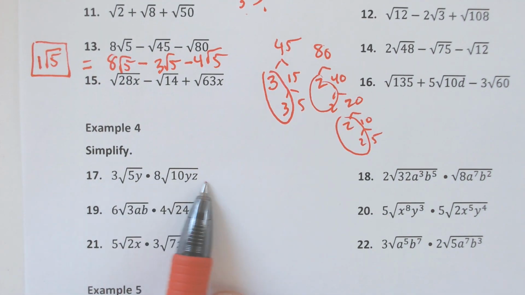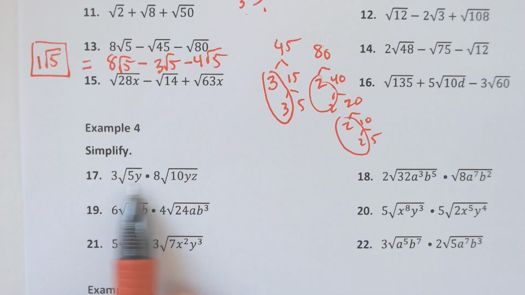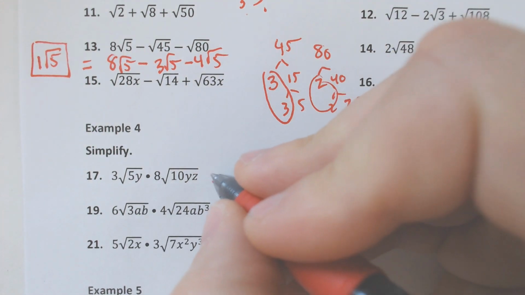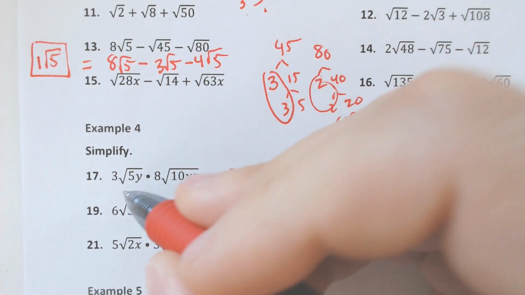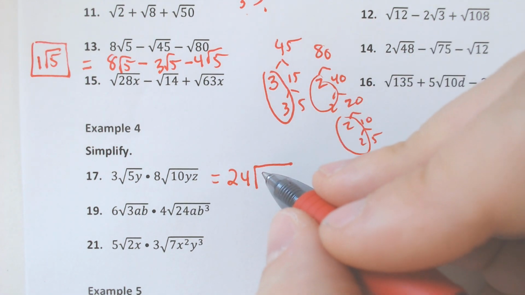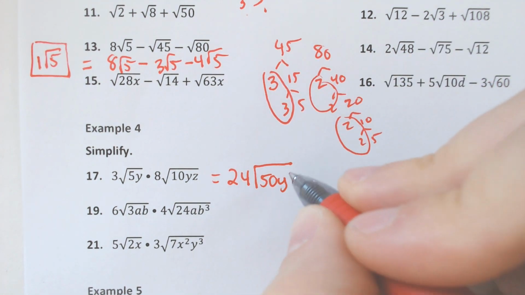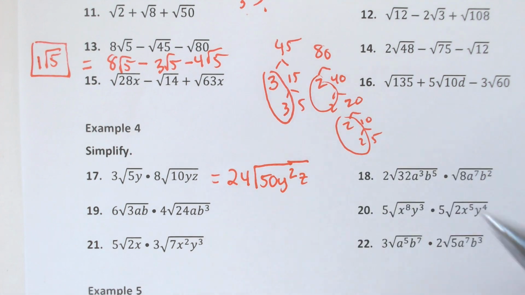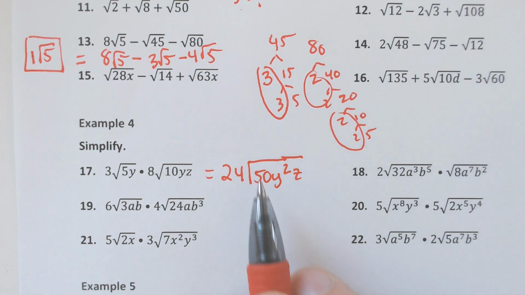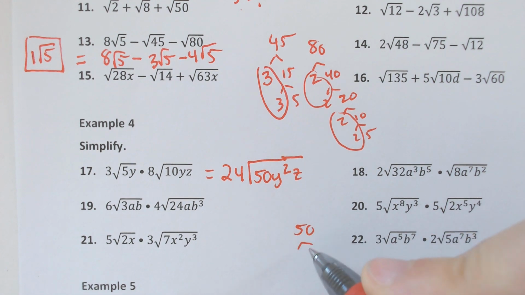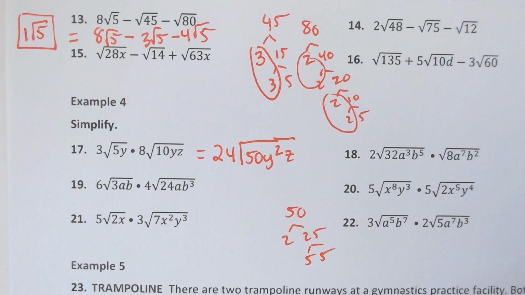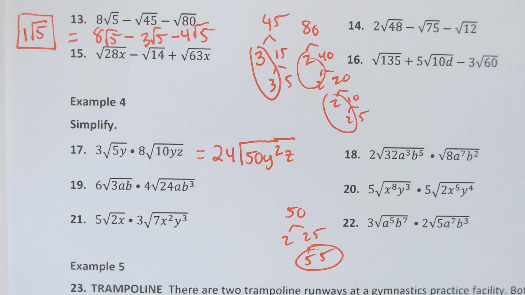If you have to multiply the two things together, like we have here, 3 times 8 makes 24. Square root of 5 times 10 is 50. Y squared z, because you have to add your y's. Well, what is the square root of 50? I don't know, but I do know that it breaks down into a 2 and a 25 and a 5 and a 5. So this 5 is going to go on the outside, multiplying with 24.